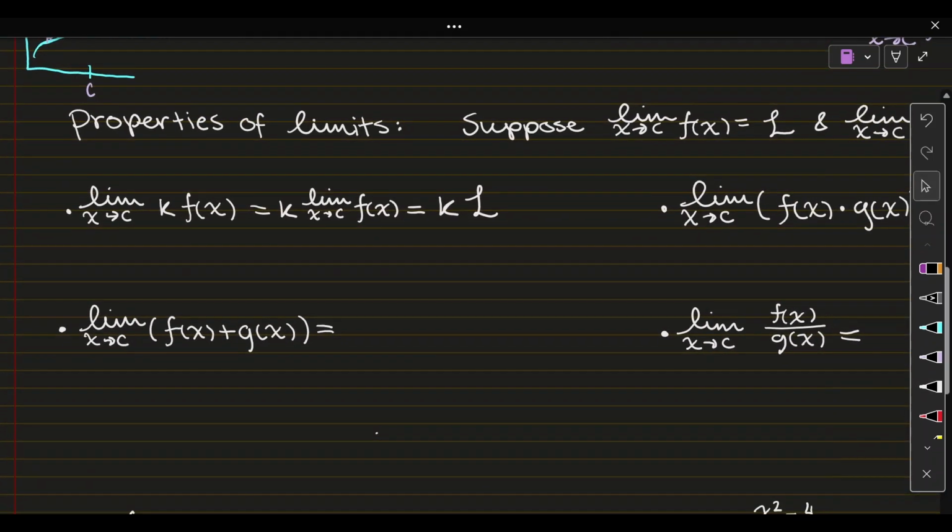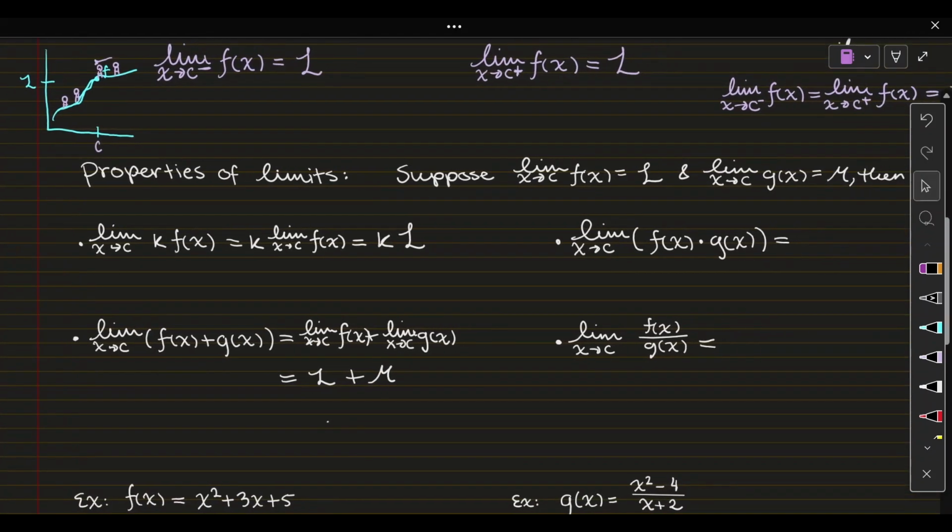Okay. Similarly, the limit as x goes to c of f of x plus g of x will be the limit as x goes to c of f of x plus the limit as x goes to c of g of x, which are just L plus M, right?